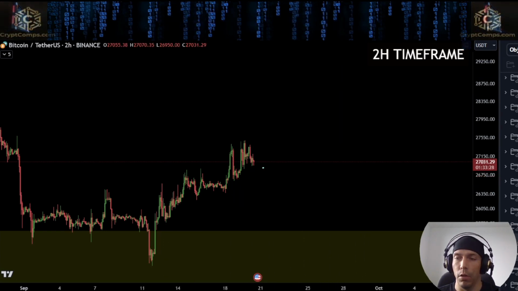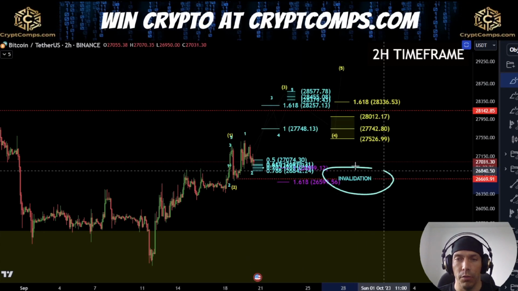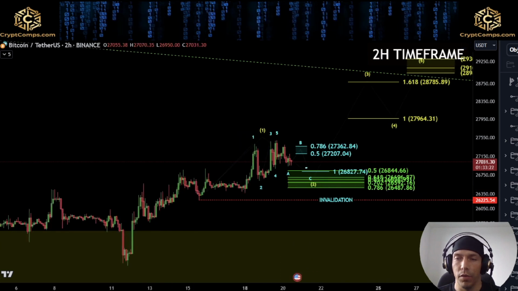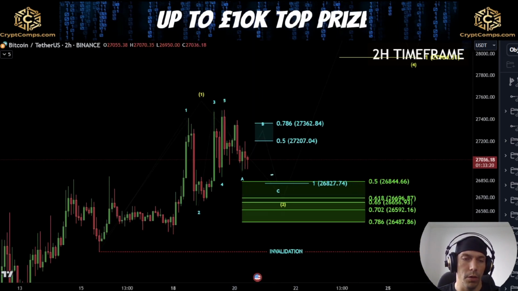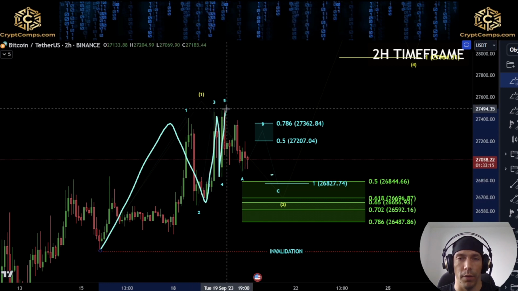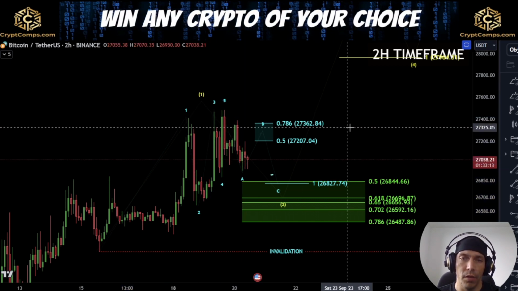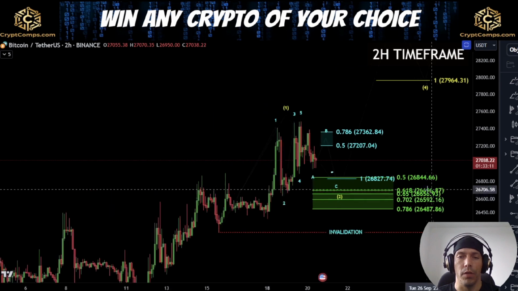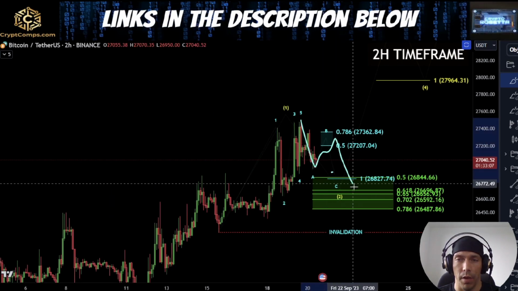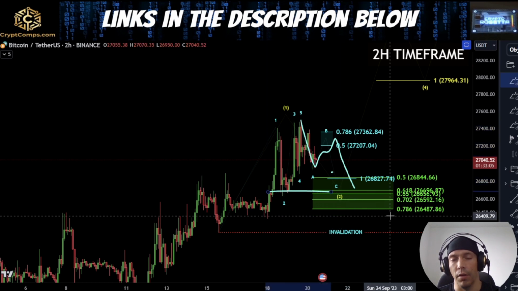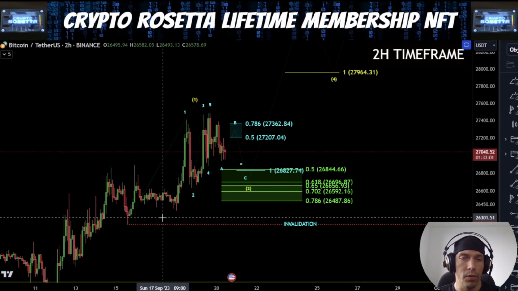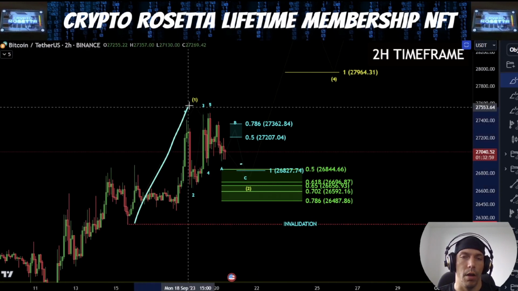Now, if we do lose this invalidation point, I'm not going to write this off entirely, because it is still possible, like we discussed earlier, that we could look at this potentially as a diagonal, where this becomes 1, 2, 3, 4, and 5. Now, if this is a diagonal pattern here, what I would be looking out for is that even if we do see price do something like this, A, B, and C, and we actually look to come back down and then invalidate that idea of that 1, 2, 1, 2, we could still have this as a bigger 1 and a 2.